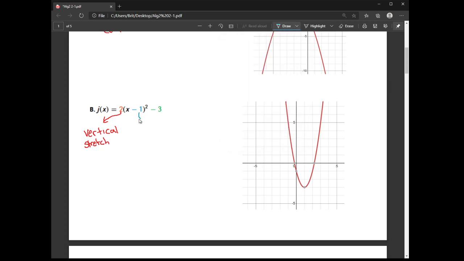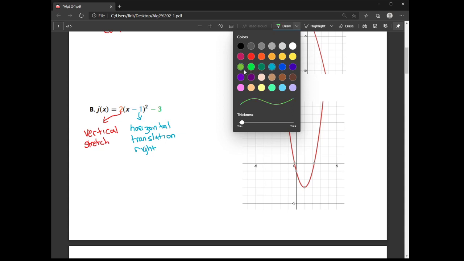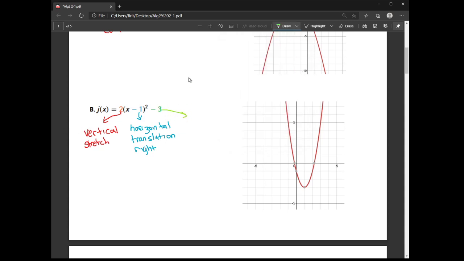This 1 is inside the grouping symbol, so it's horizontal. It's addition or subtraction, so it's a translation. And it says -1, so it's going to the right by 1. This -3, it's outside the grouping symbol, so it's vertical. It's addition or subtraction, so it's a translation or a slide. And -3 tells you it's going down by 3 units.